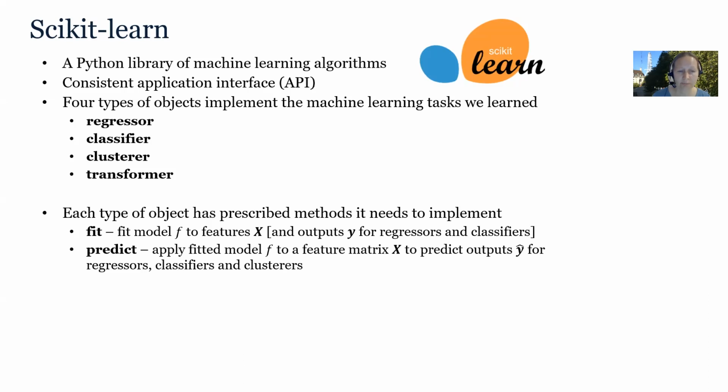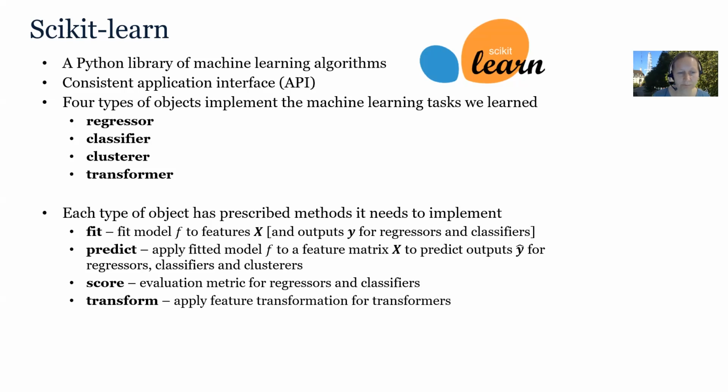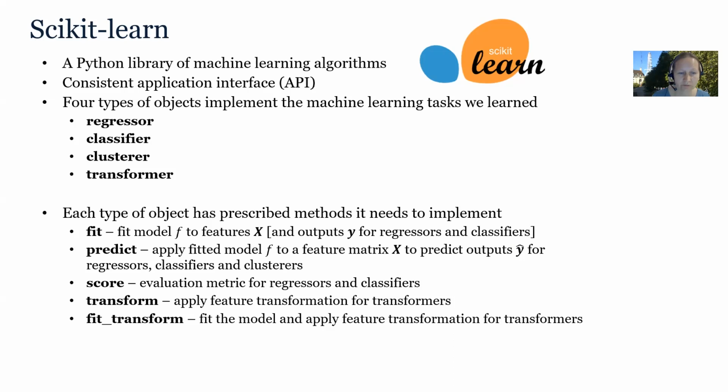Method predict applies the fitted model to a feature matrix and returns predicted outputs. This method is implemented for regressors, classifiers, and clusterers. Method score returns an evaluation metric for regressors and classifiers, so only for the supervised methods. And method transform applies feature transformation for transformers. And fit_transform first fits the model and then applies feature transformation.